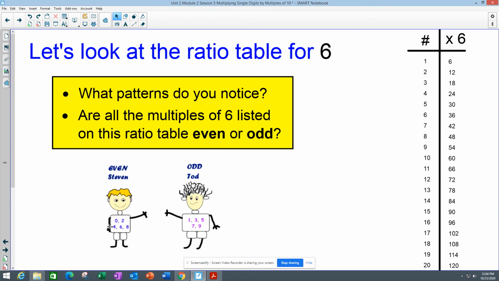Remember, Even Steven, he is 0, 2, 4, 6, 8. Or is he Odd Todd? 1, 3, 5, 7, 9. Okay, so think about that for a second. Look at the ending. Is it Even Steven or Odd Todd? All right, you should have recognized that all these are even at the end. So any multiple of 6 will be even.